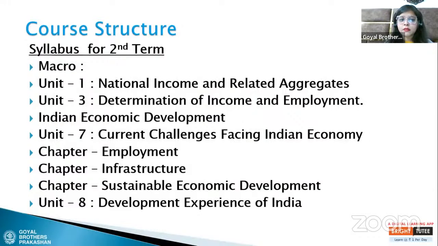I'm pretty much sure everyone is aware of the syllabus for Term 2. From macro, we are having 2 units. Please mark my words, they're units, not chapters. So the full Unit 2, National Income and Related Aggregates, and Determination of Income and Employment for macro is coming.